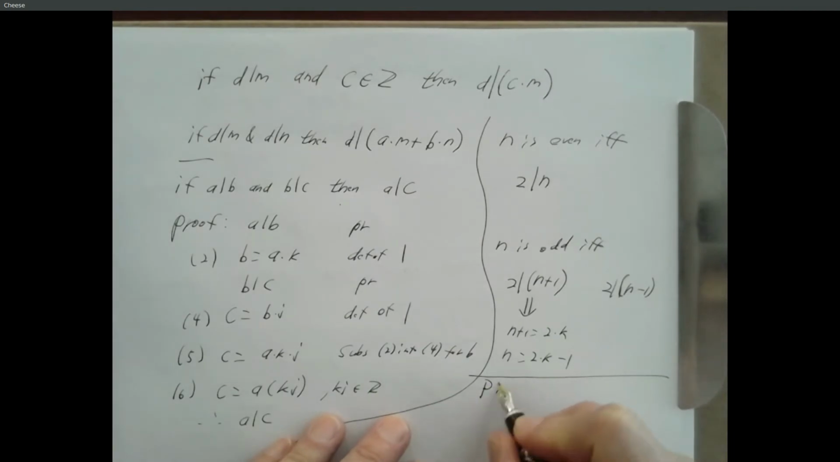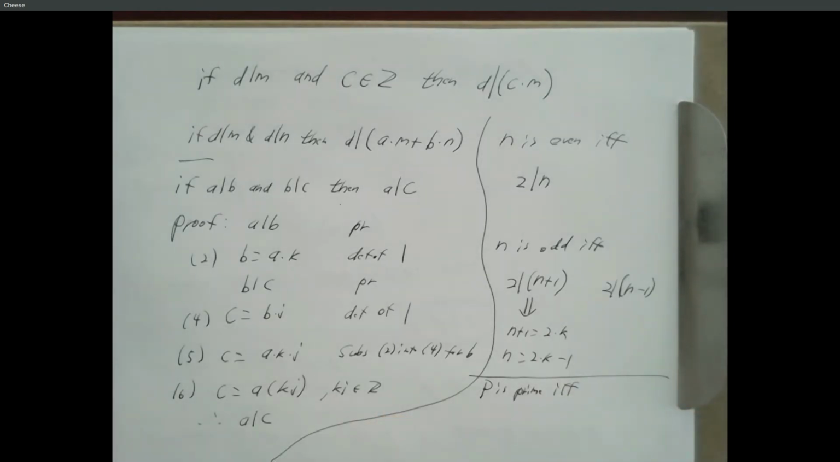So P is prime if and only if... How do we express being prime in terms of divisibility? It's divisible by itself, and it's not divisible by anything else, right? So we could say if N does not divide P for all N contained in Z, N bigger than 1, and not equal to P. So if for all integers bigger than 1 and not equal to P, those integers don't divide P, then P is prime.